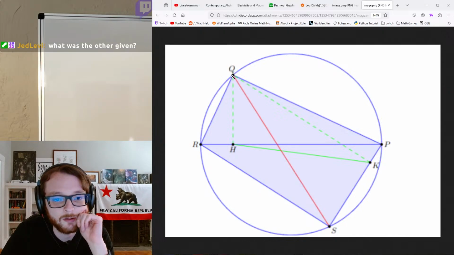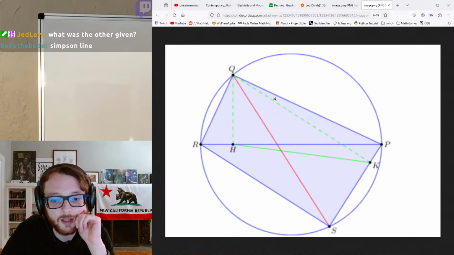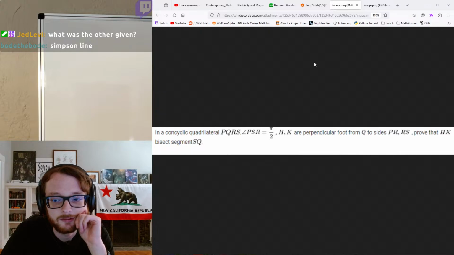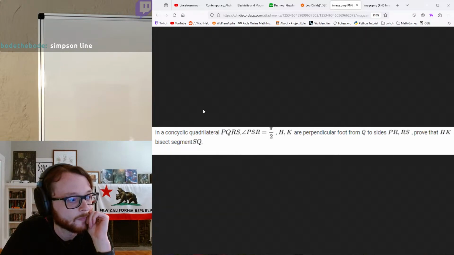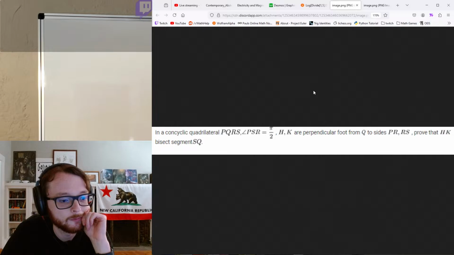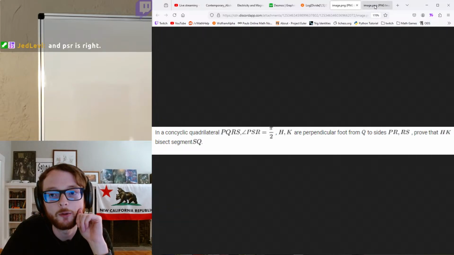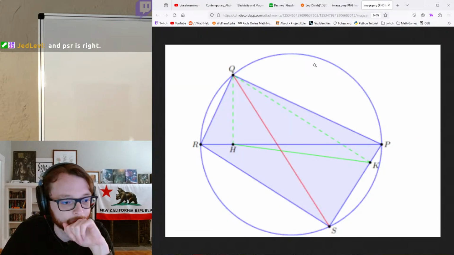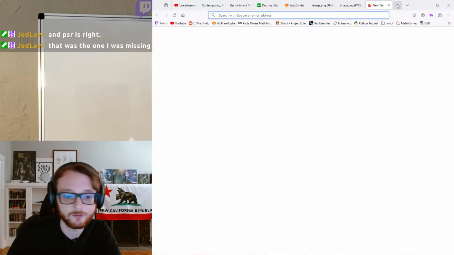Should we, QH is perpendicular to PR and QK is perpendicular to PS, I believe. And VOD is posting this in the Math Homework Help forum, if you want to pull up your own copies. PSR is right. Oh, okay, okay. Simpson line? I never heard of that.